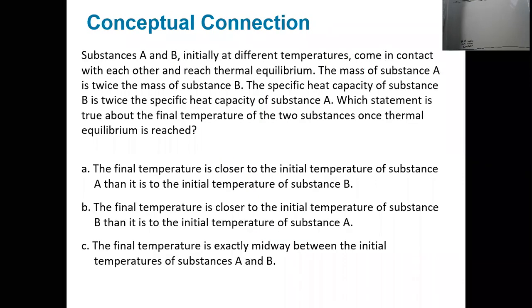Okay, so with that in mind, take a minute to look at this question. All right, I'll give you a minute to read it.